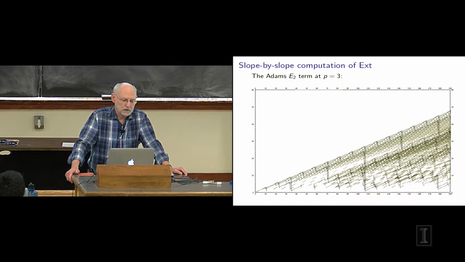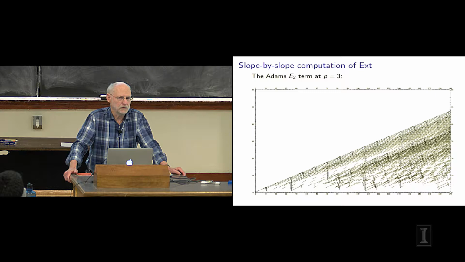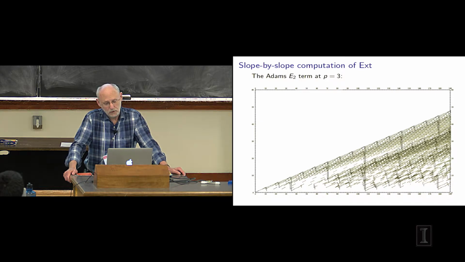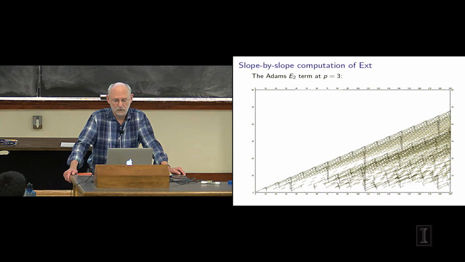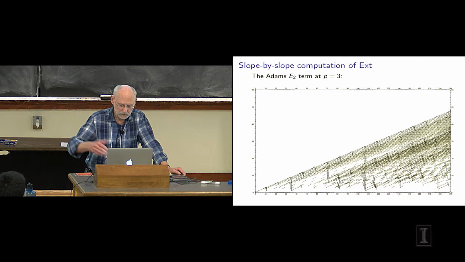But there's another perspective you can take, and that is to understand homotopy groups slope by slope in terms of the Adams spectral sequence. So this is related to a chromatic approach. It's not completely equivalent to the chromatic approach. So I'll give you a summary of the way we're going to go.